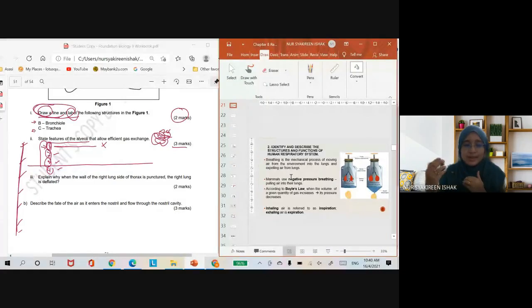Okay, so when it cannot inflate, the lung is deflated. So this will create the pressure inside the lung the same as the outside. So the air cannot enter into the lung. So that is the consequence. So a puncture of the wall of the thorax at the right lung will cause the air pressure to become equal to the atmospheric pressure. So itu jawapan dia lah.